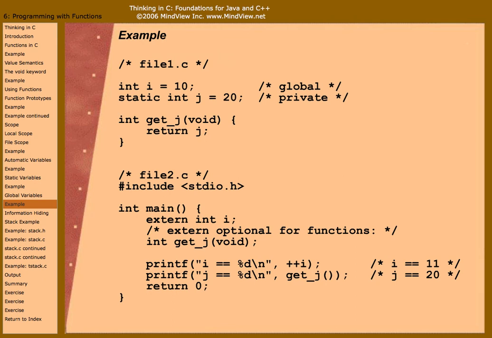You'll notice that in the prototype for getJ in my main function in file 2, I did not include the extern keyword. It turns out that's optional for functions. Don't ask me why. It's just a convenience, I think, because you use functions so often. This way you don't have to use the extern keyword over and over again. But for data variables, if you want to link up to global variables defined in another file, you have to use the extern keyword as I've done here.